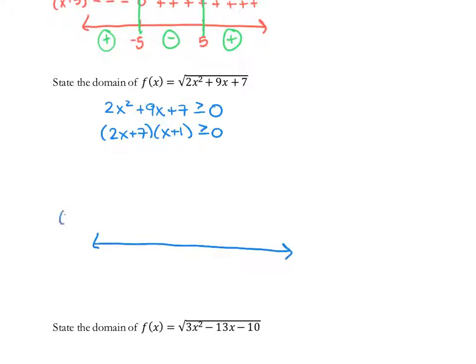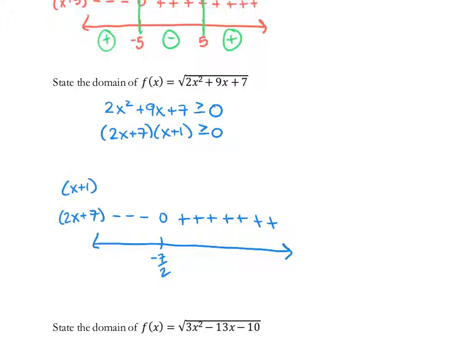Okay, so I have 2x plus 7. I have x plus 1. And I'm going to go through and analyze when those different terms are positive or negative. So 2x plus 7 is going to be 0 when x is negative 7 halves. If I choose a number larger than negative 7 halves, it is positive. If I choose a number less than negative 7 halves, it will be negative.